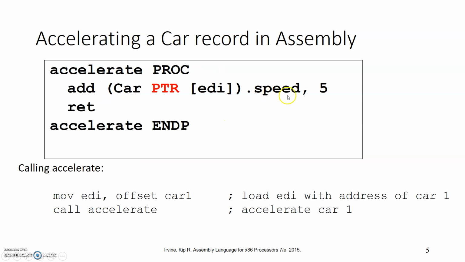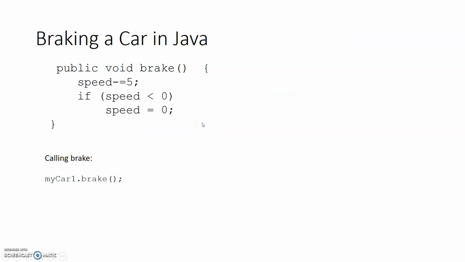And so what's happening here, the speed is being directly accessed, but it's because EDI is pointing to a car. We're basically saying this address that we have here is pointing to a car, and now we can go and reference the field that that car has. Braking, so this is just similar. This is saying, you subtract 5, and if it's less than 0, we make it 0.